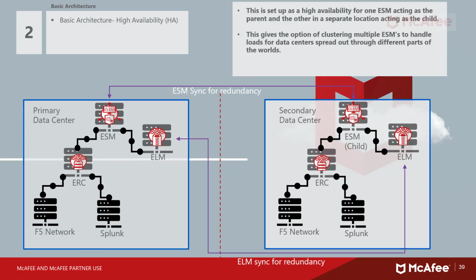So starting off with this slide, this is set for a high availability, where you have the primary data center and the secondary data center. Now at the primary data center, you'll have the ESM set as the parent. Also at the primary data center, you'll have an ERC and an ELM. And then of course at the secondary data center, you will have an ERC and another ELM as well. And at the secondary data center, the ESM will be configured as the child.